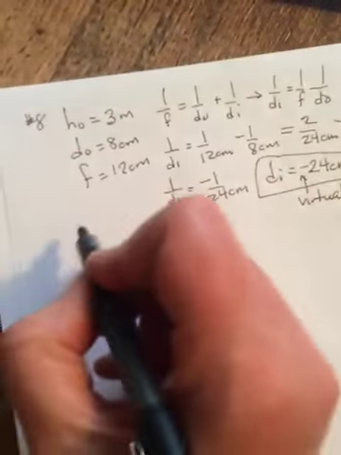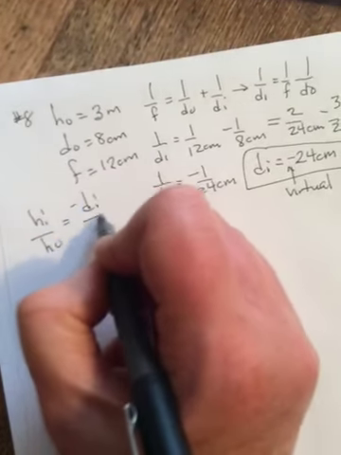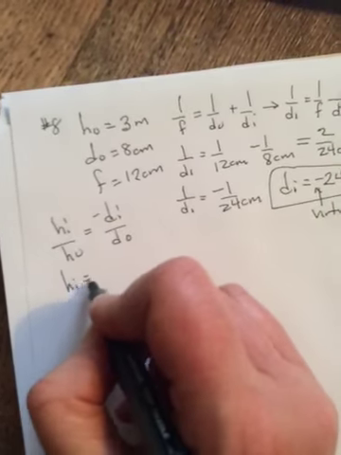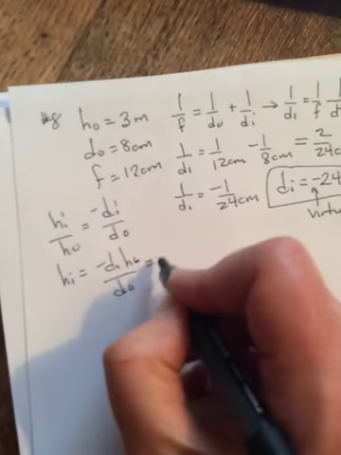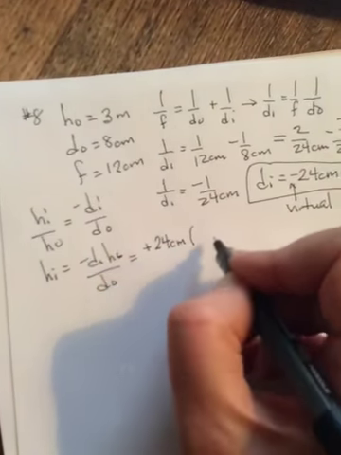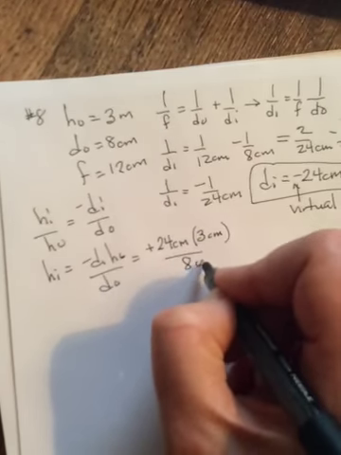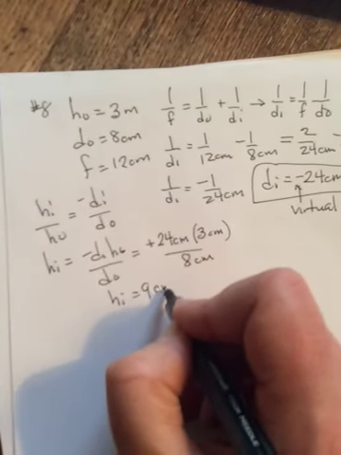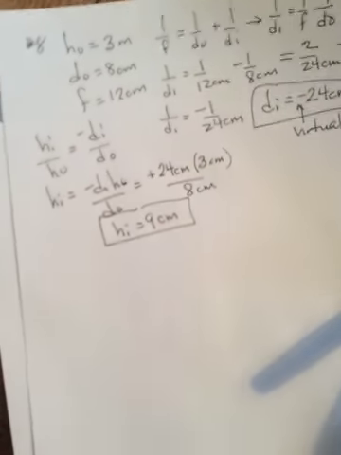And then it wants to know what would its height be. So HI over HO is equal to negative DI over DO. Hi-ho, di-do. So HI is going to equal negative DI HO over DO. So negative 24 becomes positive times 3 divided by 8. So HI is 9 centimeters. So it's 3 times bigger than the original, which is going to make it much easier to fix.